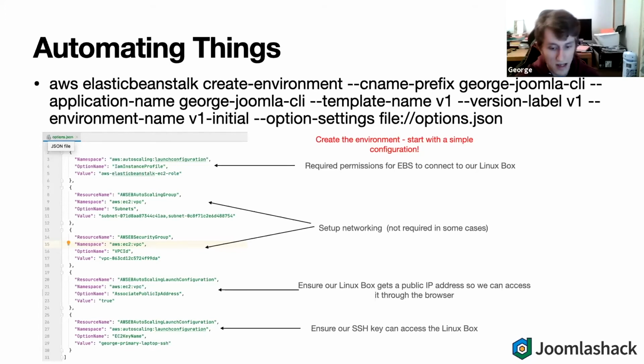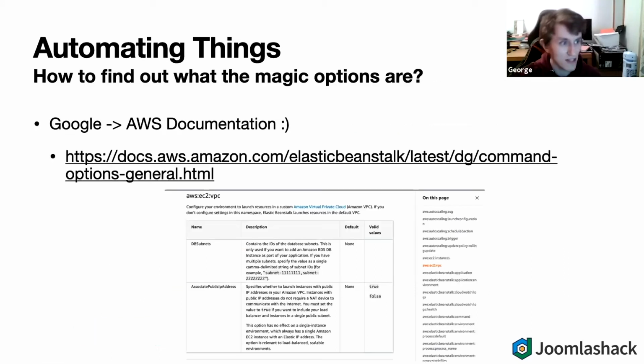And whilst it looks complicated, how did I find what all these magic options are? Well, I Googled the AWS documentation. It looks scary, but it's actually a lot of just copy pasting. It's not as bad as you think it is. I literally have copy pasted every single item in that file from something that existed in their online documentation. I mean, that's a lot of what automation is, right? It's copy pasting documentation of someone who's been there and done it before you.